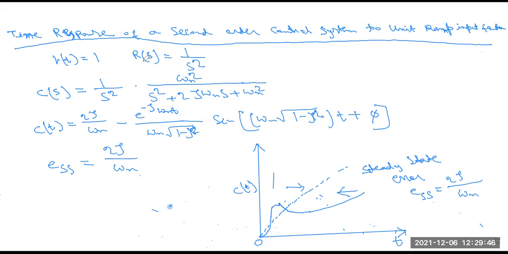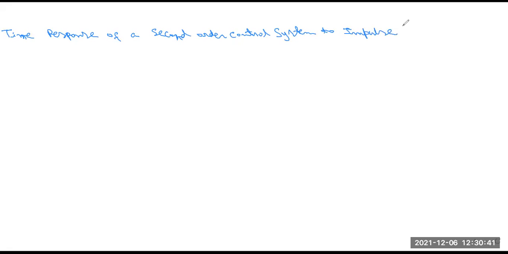This is clear. Another function we have to learn is the impulse input function. Next, the time response of a second order control system to impulse input function.